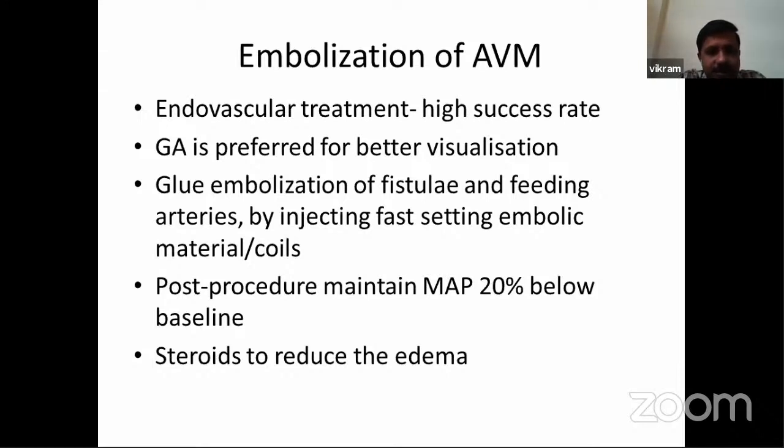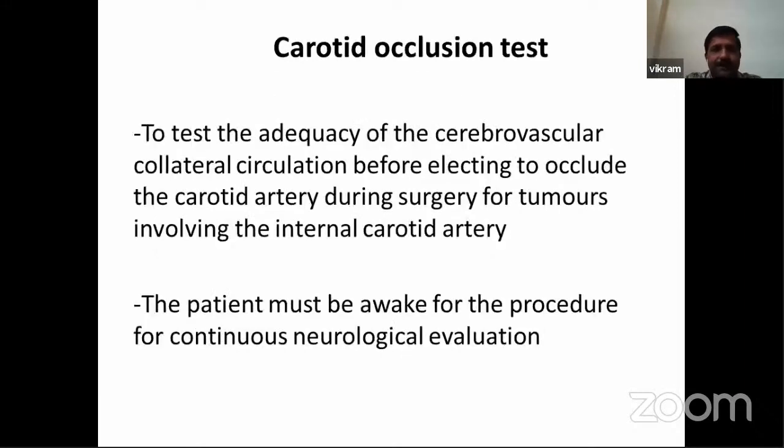Post-procedure again, keep pressures low, maintaining mean arterial pressures 20% below the baseline to avoid the risk of bleeding. And steroids can be administered to reduce the perilesional edema.